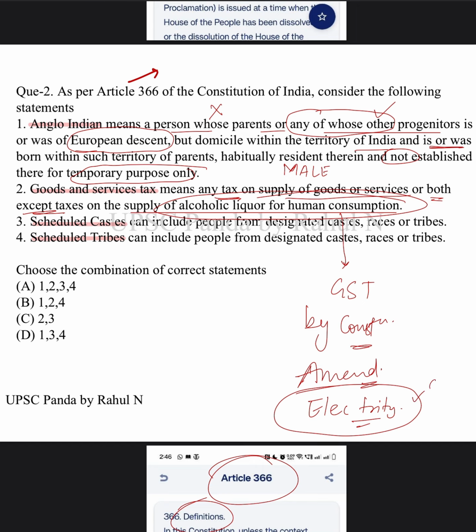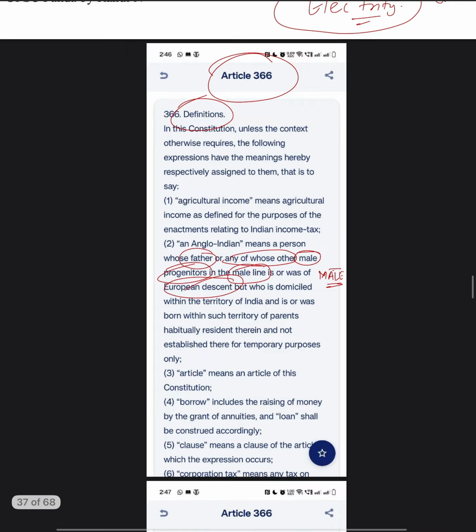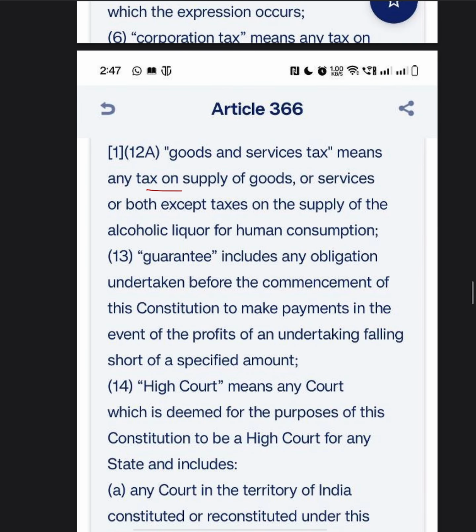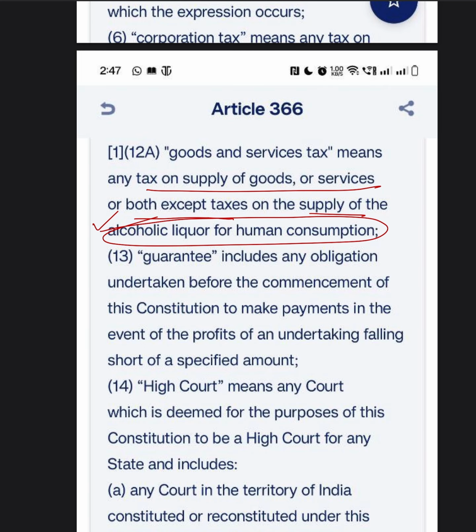This can be done at the GST council level. But for human consumption alcohol, इसके लिए अमेंड करना पड़ेगा. So this is the basic difference you must understand, and I want to demonstrate that here. Read this. It says GST means tax on supply of goods and services, both, except taxes on the supply of alcoholic liquor for human consumption. This is correct. समझ आया?